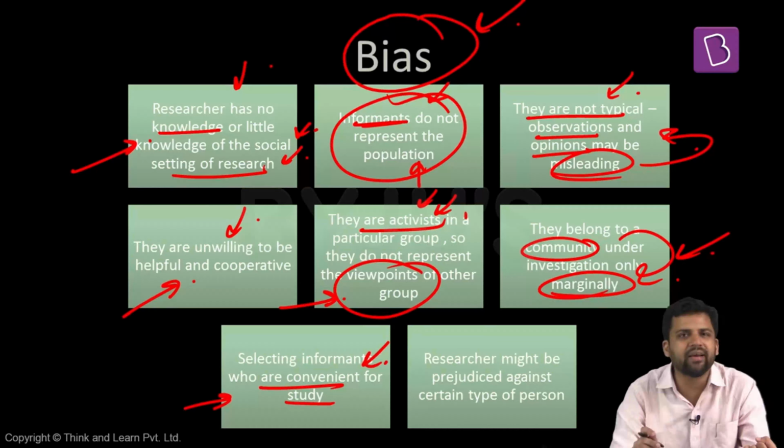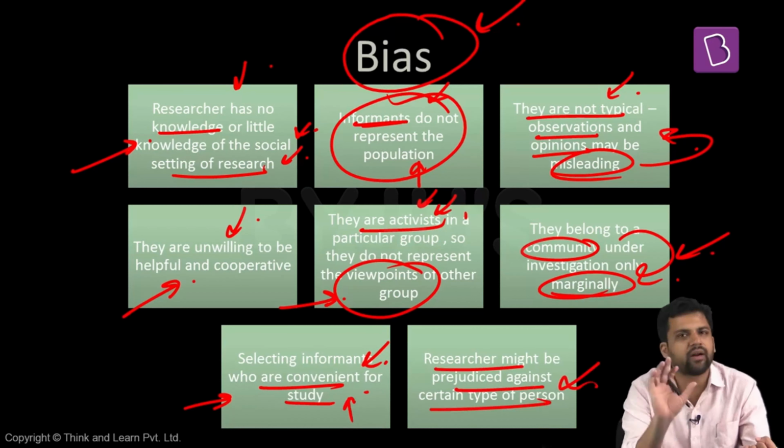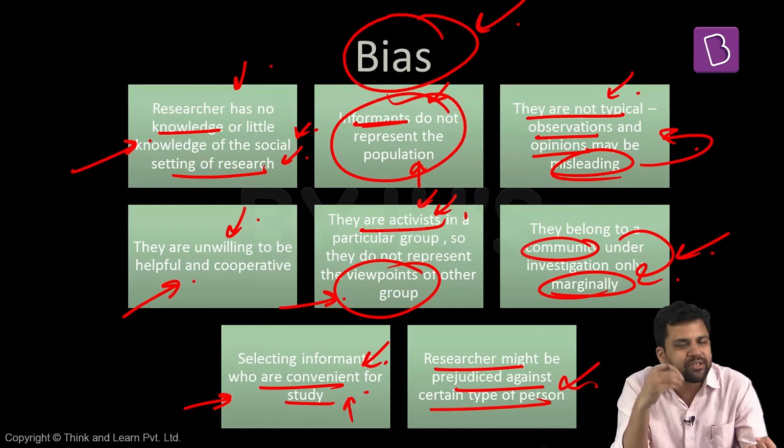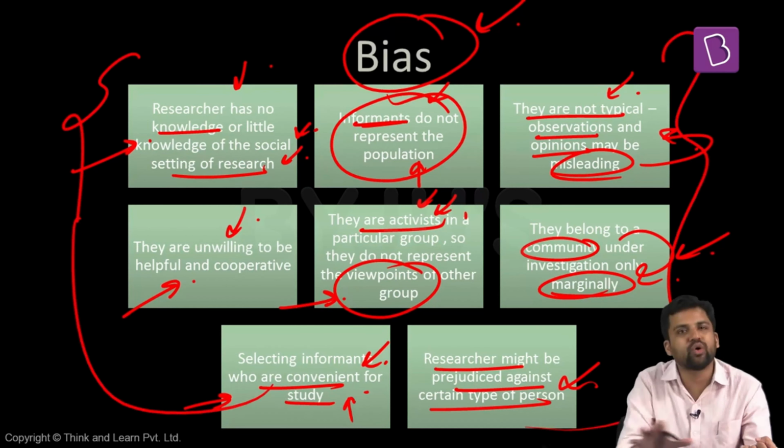Sometimes if you are just selecting informants on the basis of convenience, again there can be challenges. Also, the researcher sometimes might be prejudiced against certain types of people. So there might be some prejudice that can also impact your study. So biases can creep in because of all these factors.